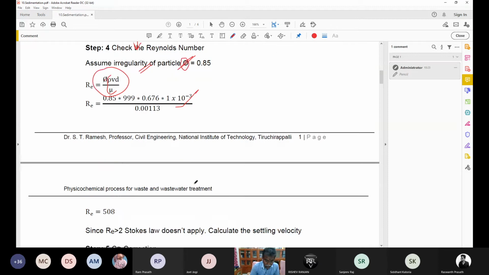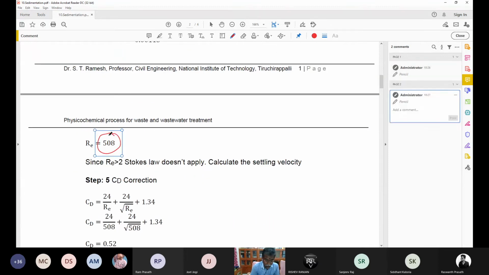And if you do that, you may get a Reynolds number of 508. Is it okay? 508. So what is the condition here? The Reynolds number is greater than 2, thereby your Stokes law does not apply. Then you have to go for corrections. Is it fine?